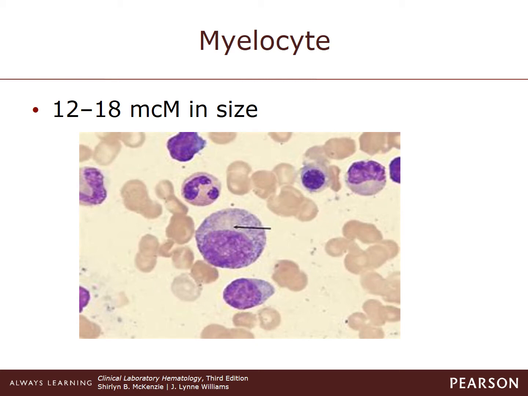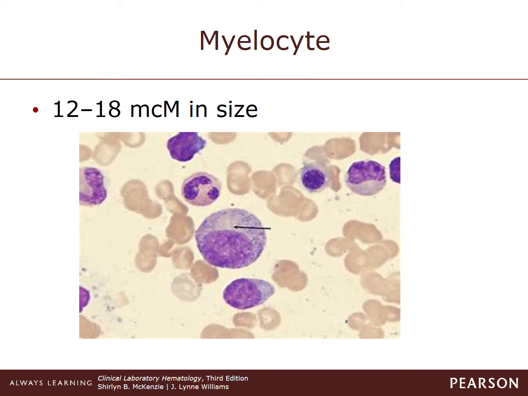Now at this stage, it goes through 2 or 3 cell divisions, and it's the last stage capable of mitosis. An earlier myelocyte is more basophilic in the cytoplasm than a later myelocyte, where you start to see the maturation of the cytoplasm turning to a pinkish color.